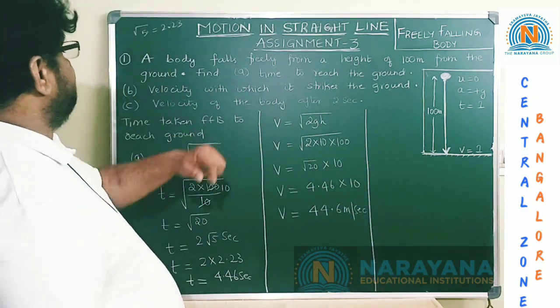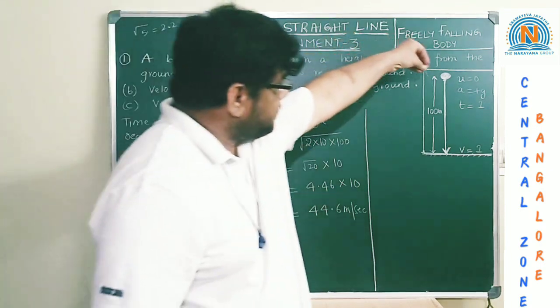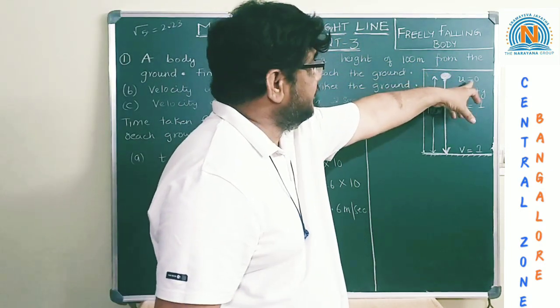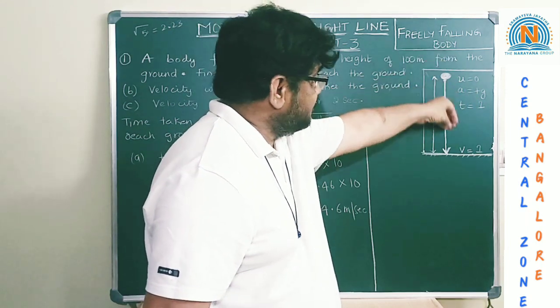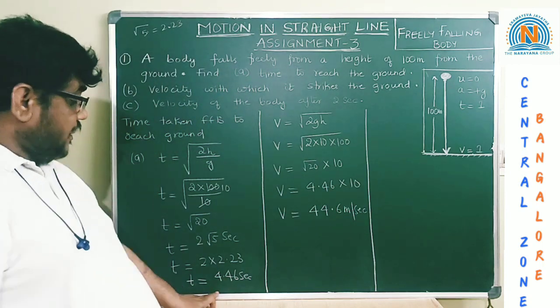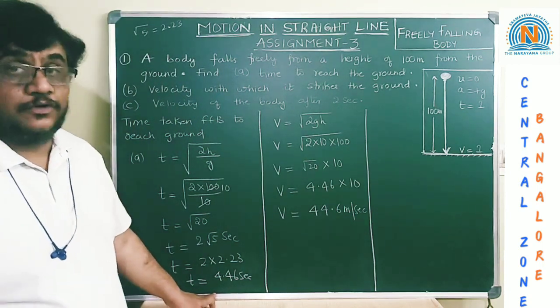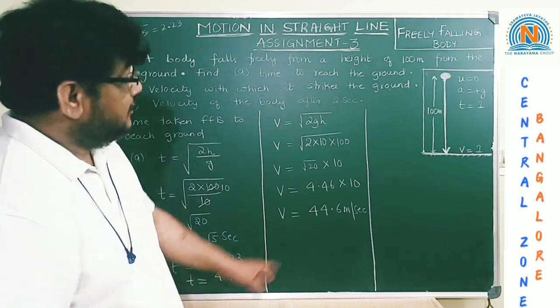Now go to the third part. What is the third part of the problem? The body is allowed to fall. Its initial velocity is 0. It is traveling. And how much time does it take to reach the ground? It is 4.4 seconds. Nearly 4.5 seconds it is taking to reach the ground.